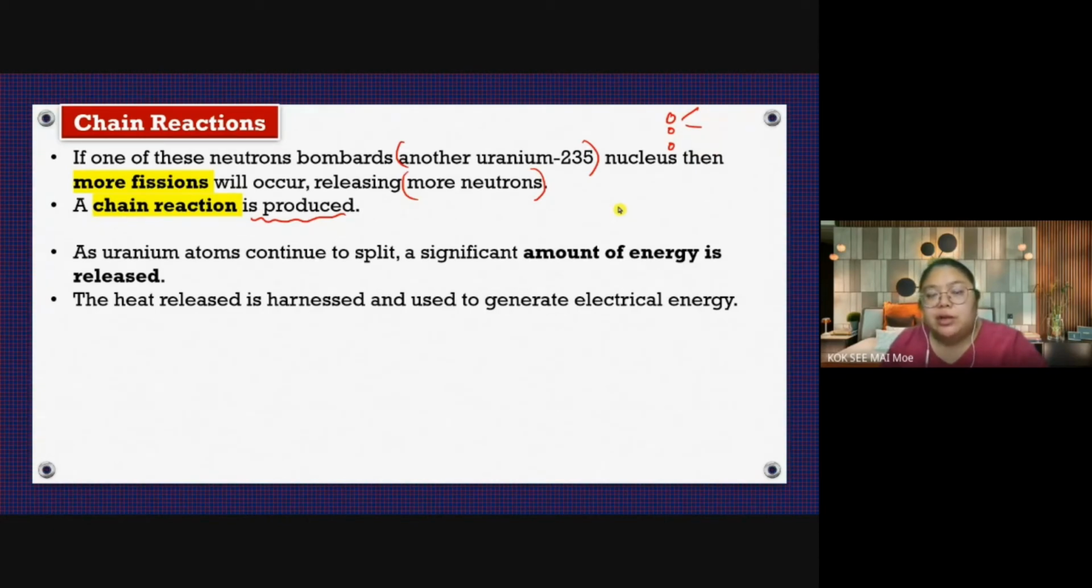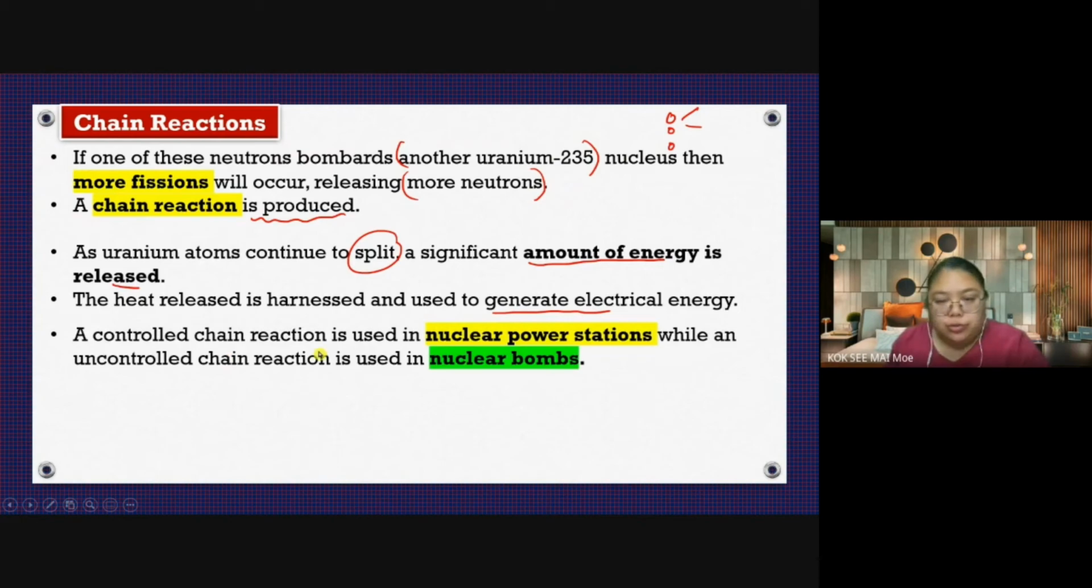All these things we need to control, because if you cannot control, the chain reaction will happen very fast, and the energy will also be produced very fast. If you cannot control it, it will become a bomb, a nuclear bomb. If we can control it, we can generate electricity. If we cannot control it, it becomes a dangerous thing. So the uranium atoms combine and continue to spread, and a significant amount of energy is released. The heat released is harmless and is also used to generate electricity.